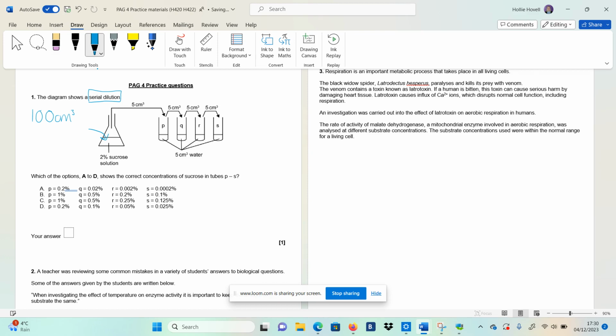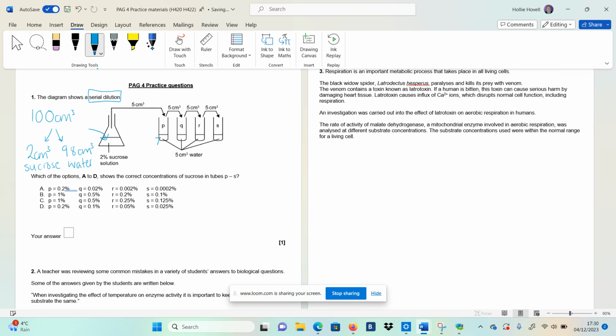So if that total was 100 centimetres cubed, and it was 2%, then they may have used 2 centimetres cubed of sucrose and 98 centimetres cubed of water. Okay, so that's how they made that. Now, the next one, they're going to add these in a series, which is why it's called a serial dilution. So what they do is they take 5 centimetres cubed out of that sample and put it into P, and then they add 5 centimetres cubed of water.